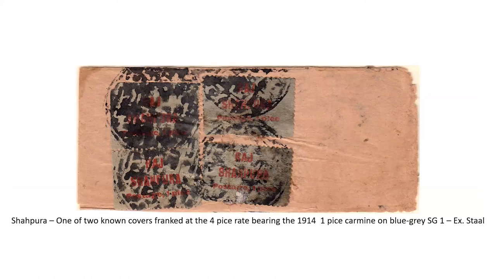This is one of two known covers franked at the 4 pice rate. Each stamp is 1 pice. Very crude. And this is the first stamp of Shapura. This happens to be Oxford style. Since I might have a few minutes left, we'll talk about states like Dungarpur and Shapura in a little bit more detail because they have a really, really important philatelic history, which I'll talk about in a few minutes.